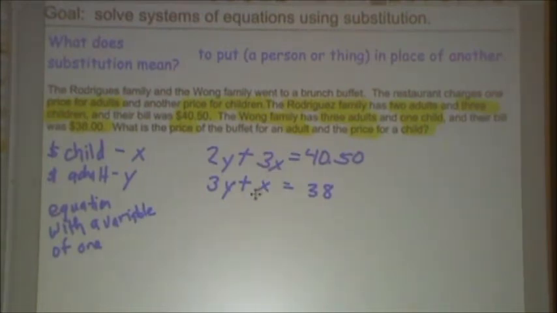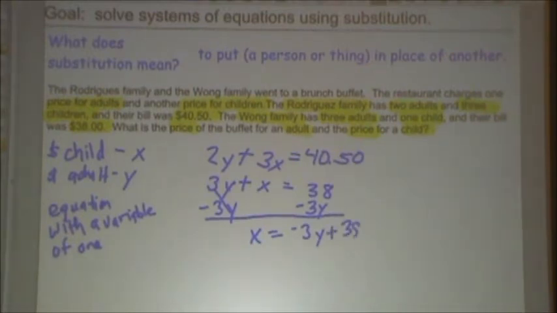Here's 1X. So what I'm going to do is get the X by itself, and to do that I have to subtract 3Y from both sides. Now remember, that cancels out, and I'm left with X equals, remember I can't take Y's from a number, I can only take Y's from Y. So it's a negative 3Y plus 38.